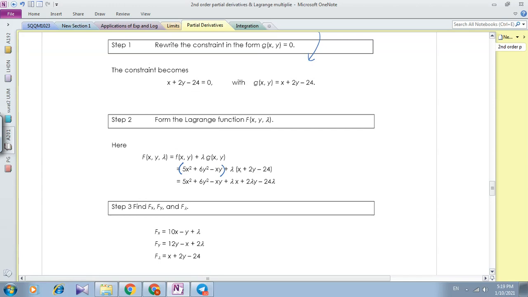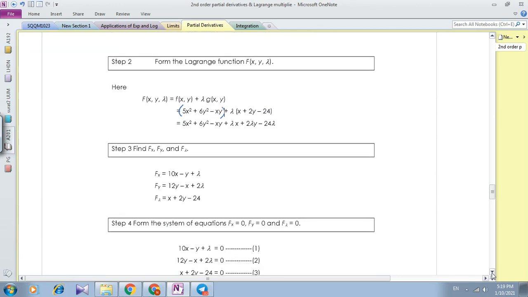Then we can expand the equation. So this is lambda times x plus 2 lambda y minus 24 lambda. And then in the next step, the whole thing here in the third line is the capital F, the Lagrange function. So in the next step, we are required to find the partial derivative with respect to x, y, and lambda based on the third line here.